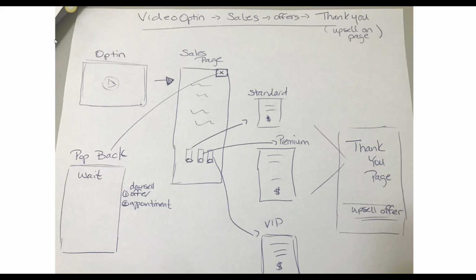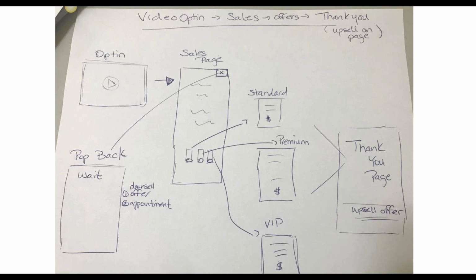Now, on the sales page, if they close out without purchasing, you can send them to a pop back page and offer them a downsell or an appointment. And what we do when we're using LeadPages, we're using the drag and drop themes, and that allows for you to do a pop back. The pop back in this case is called a lead box. This is an actual funnel that we have.